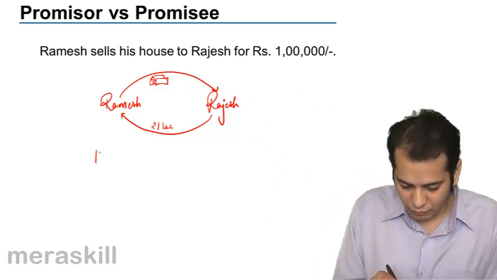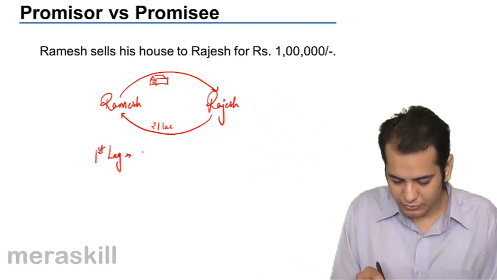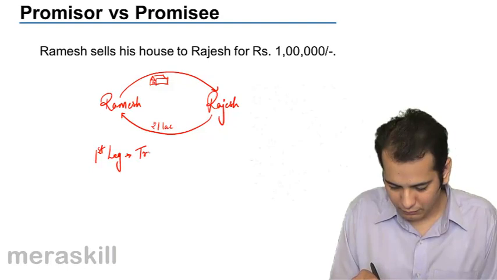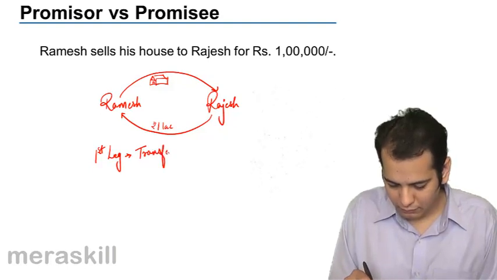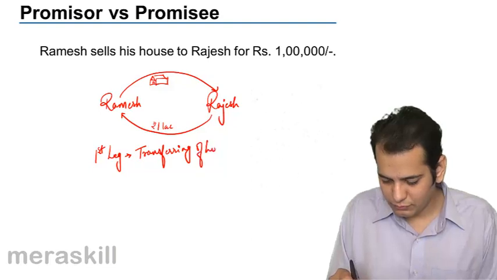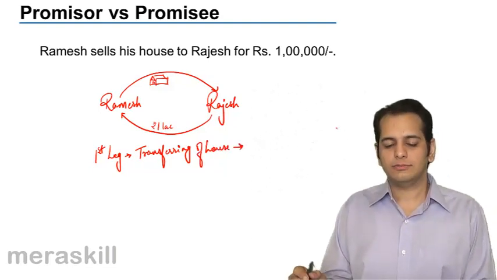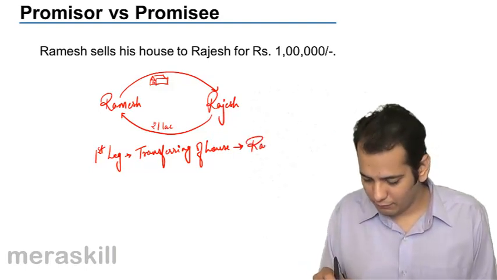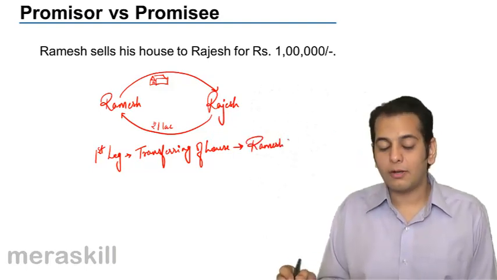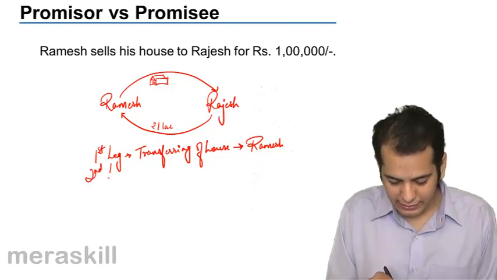So for the first leg, which is transferring of house, who is the promisor? Ramesh is the promisor.